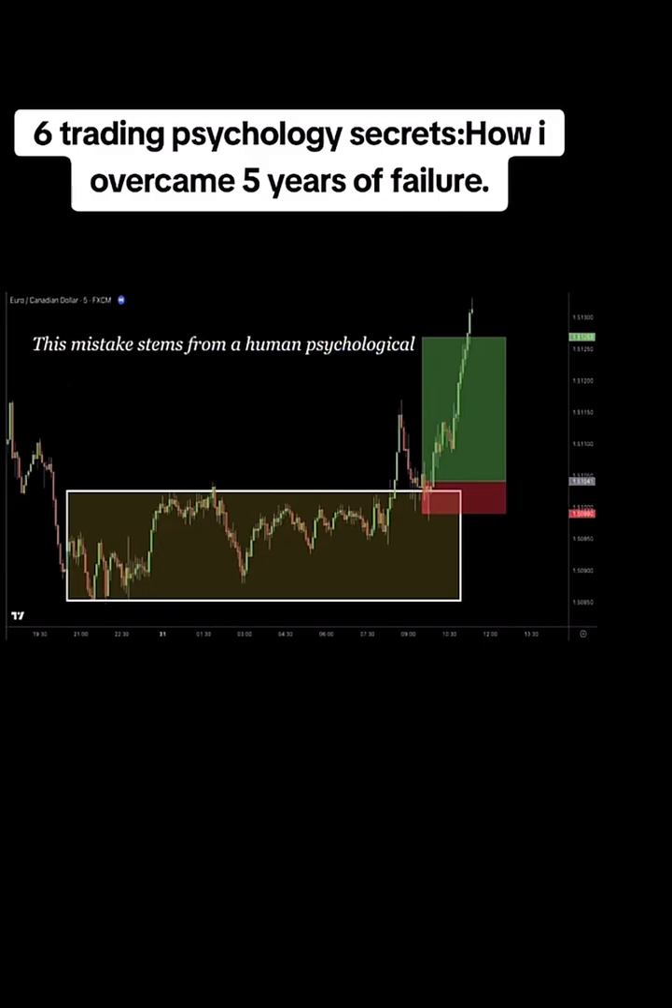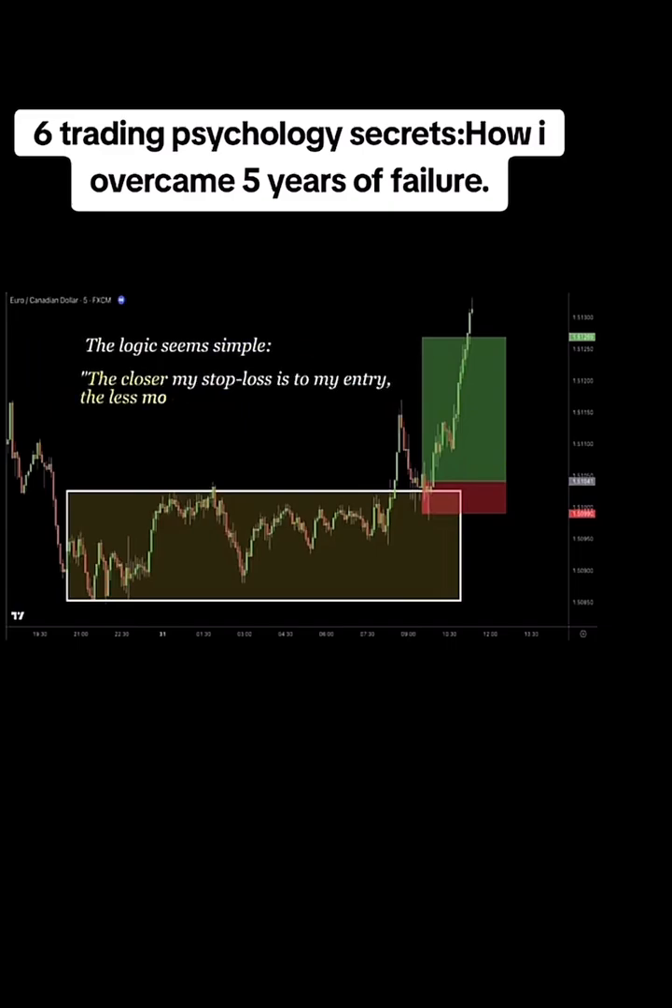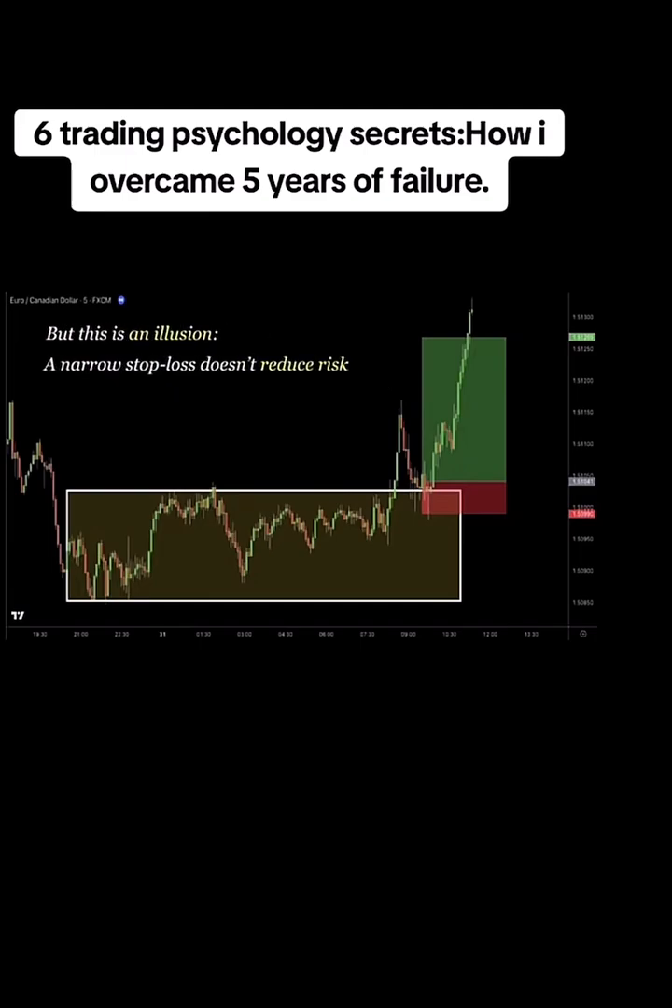This mistake stems from a human psychological tendency called the illusion of control bias. In trading, the illusion of control bias makes you believe that using a smaller stop loss minimizes your risk. The logic seems simple. The closer my stop loss is to my entry, the less money I'll lose. But this is an illusion. A narrow stop loss doesn't reduce risk. It increases the chances of being stopped out by normal market fluctuations, even if the trade eventually moves in your favor. Why does this mistake happen?